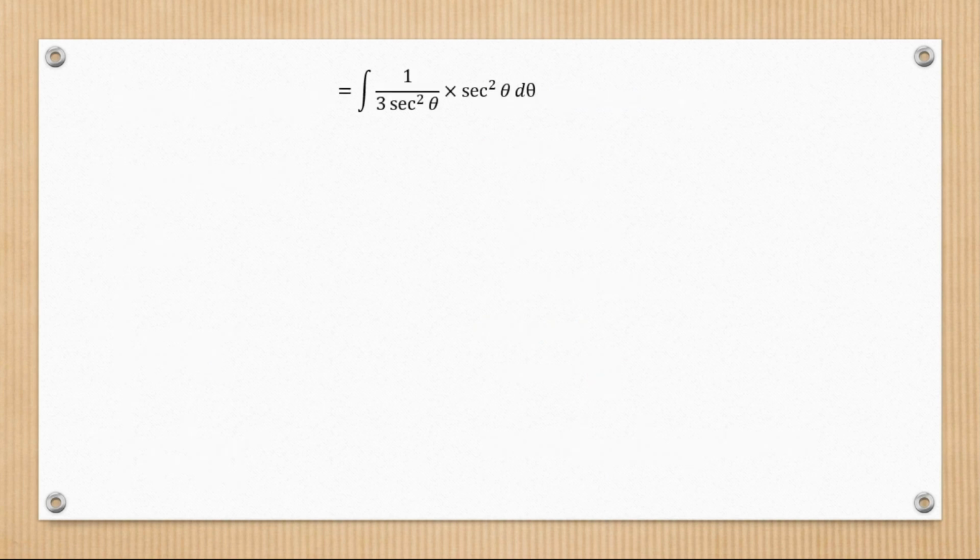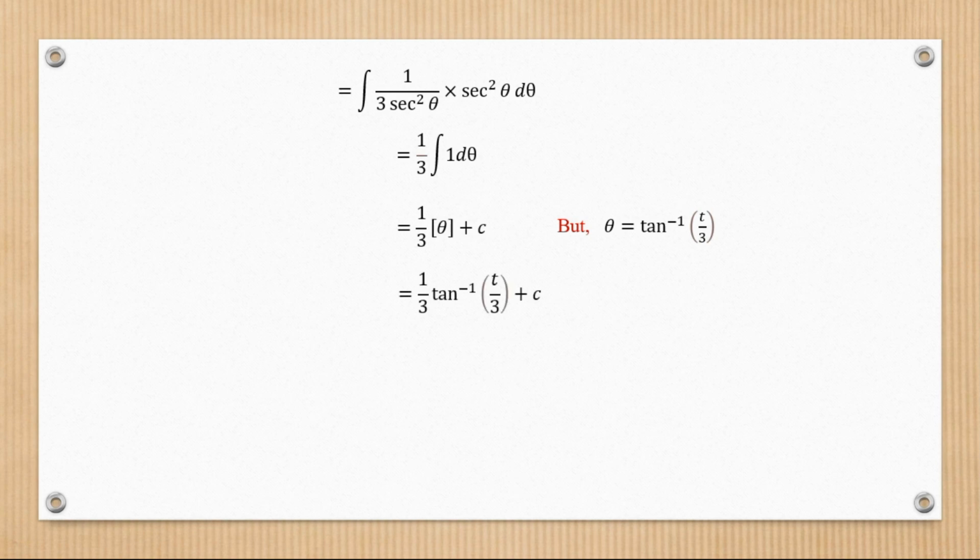But remember that 1 plus tan squared theta is the same as sec squared theta, so this is what we'll have. You can see that this and this will cancel, and we'll pull a third out, and we'll have a third into the integral of 1 d theta. So now we'll have a third times theta plus c as the integral. And then remember that theta is tan inverse of t over 3, so we put that back in. Then we also remember that t is representing tan x, so when you put that back in, we have a third tan inverse of bracket tan x over 3 plus c, and that is the answer.